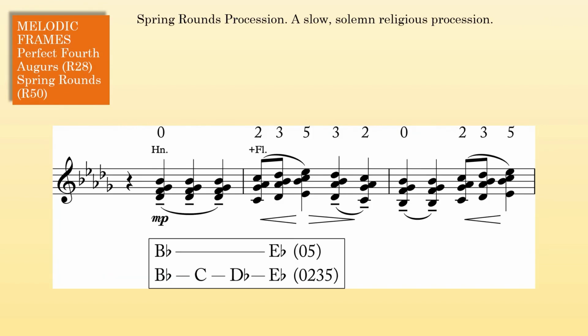The principal melody of Spring Rounds, which I call the Spring Rounds Procession, is prefigured in Augurs of Spring. In both places, it is danced by the entire ensemble, with men and women in separate groups. Scored for mixed ensemble with heavy planing, it suggests a slow, solemn, almost religious procession.